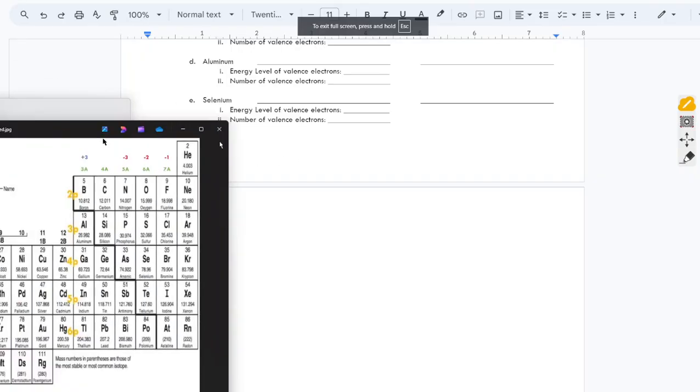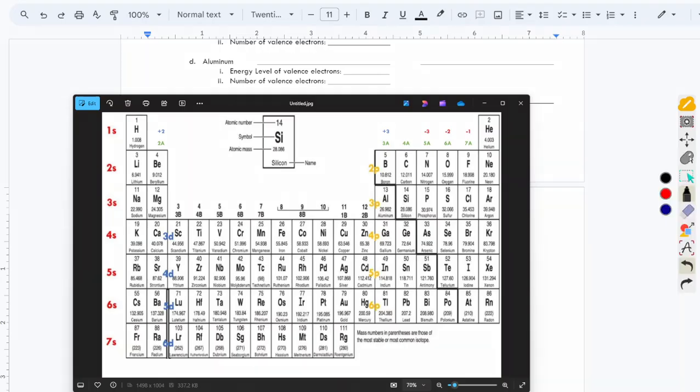Okay, all right, let's do aluminum. Let's find aluminum. Here we are. Again, we need to go from the beginning to the end, and we're going to take a census. We're going to count every single person that lives here. We always start at 1s. How many people live in the first energy level? 2 people. Hydrogen and helium live there. Cool. Okay, now we're on street number 2.